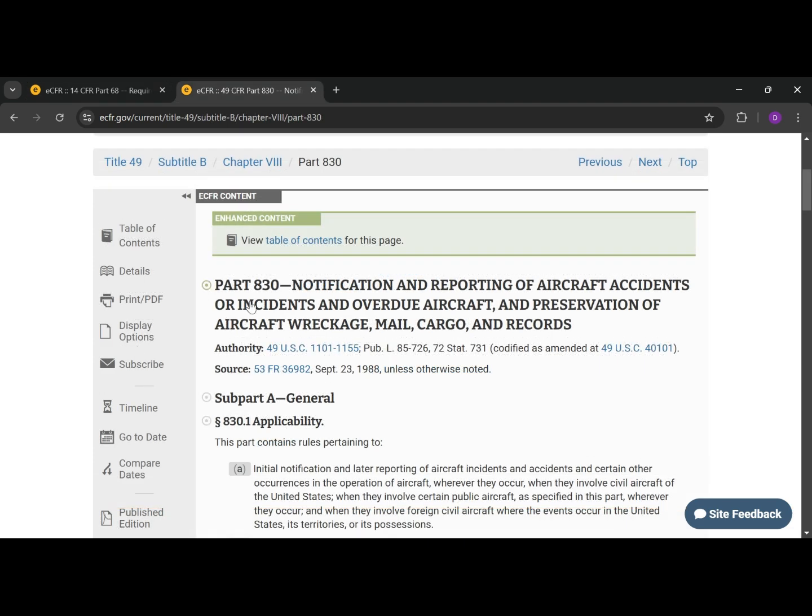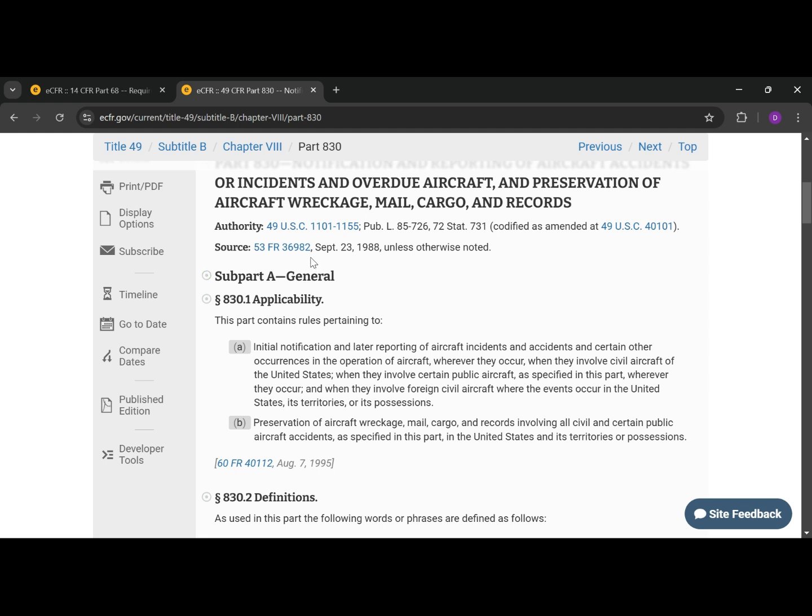So moving on, we have Part 830, which is notification and reporting of aircraft accidents or incidents and overdue aircraft and preservation of aircraft wreckage, mail, cargo, and records. Now it's important to remember this is part of Title 49. What we have been looking at recently is Title 14. Title 14 applies directly to pilots in the FAA, aeronautics and space. 830 and Title 49 is part of the NTSB. So I just wanted to point that out there.